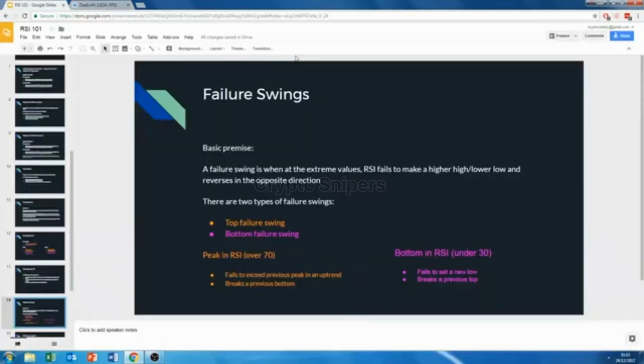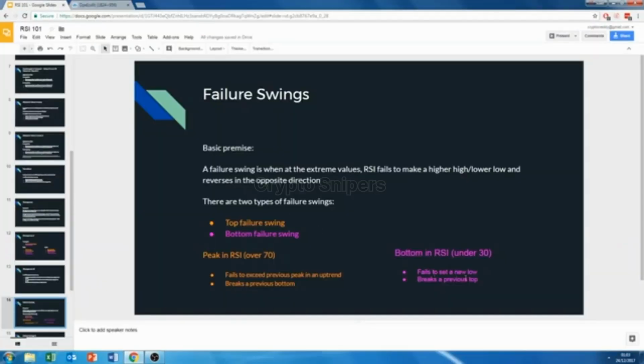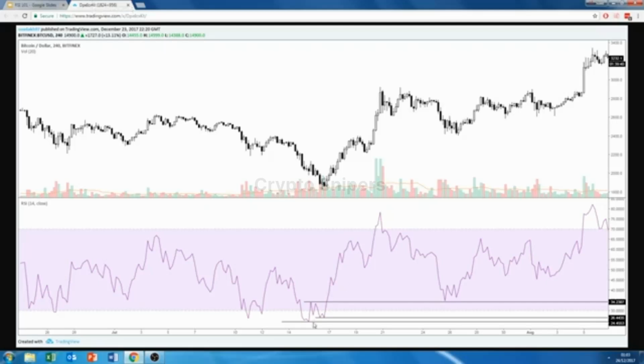Let's see if it meets our criteria. Bottom in RSI, under 30. Yes, this is all happening in the extreme value. RSI fails to set a new low. This is the first low. Did it set a new low? No, because this level is higher than this one.